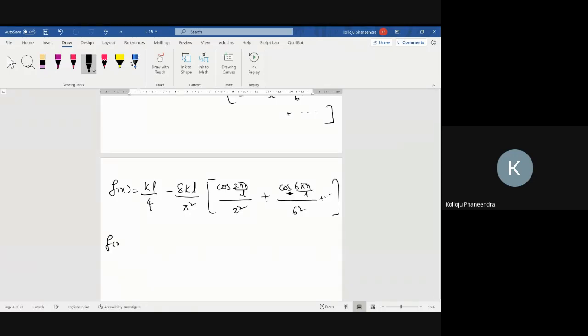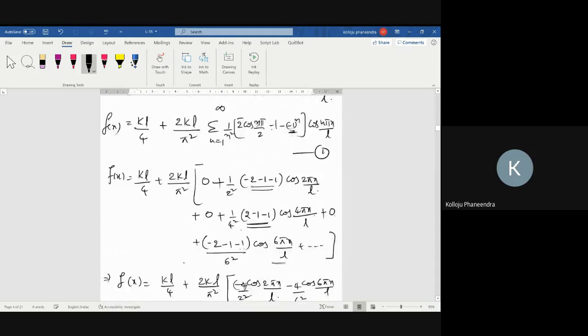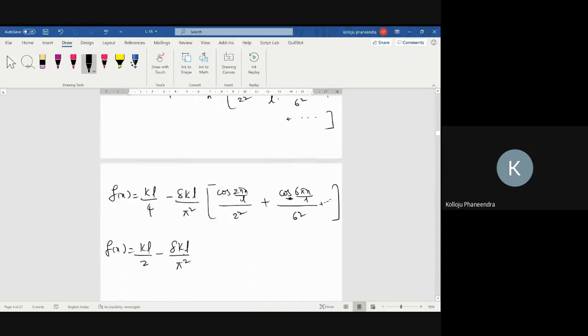One more step. See, this problem has more simplifications. 8kl by pi square is there. I'm taking this 2 square, and this 6 square can be written as 2 into 3, so 2 square into 3 square. So 2 square is common completely. So this becomes cos 2 pi x by L by 1 square, cos 6 pi x by L by 3 square and so on. In every term, 6 square can be taken as 2 square into 3 square, so 2 square is common.